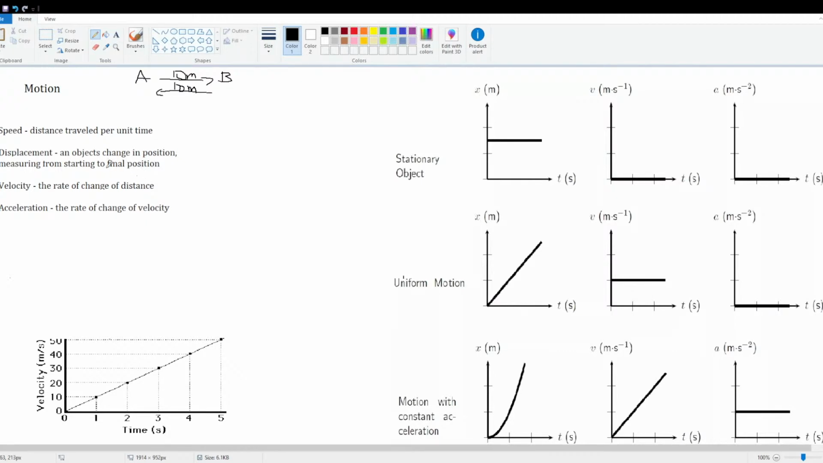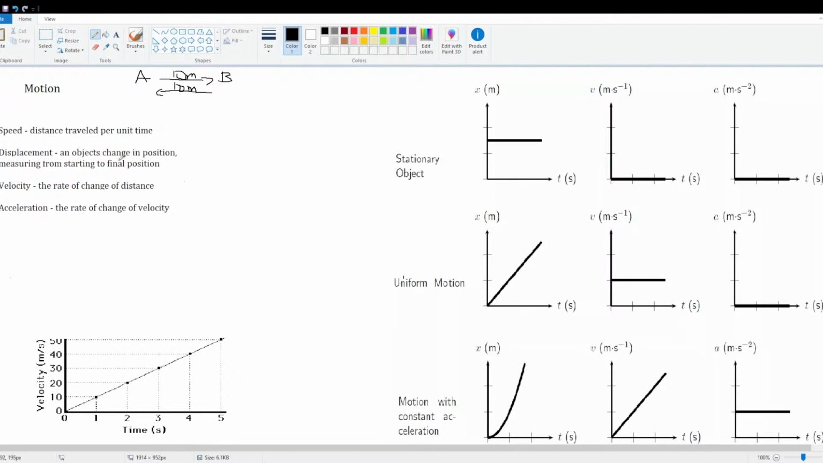But what's our displacement? Well, let's look at the definition here. An object's change in position, measuring from starting to final position. Well, if we go back to A, our starting and final position are going to be the same. Therefore, we have no displacement and no direction. So that kind of gives you a good idea of how displacement is different from distance.